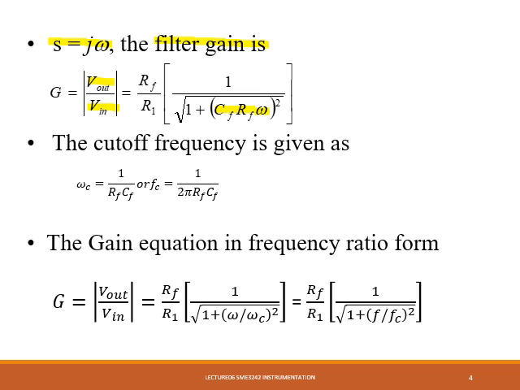So then we also know that the characteristic behavior of a filter is based on the cutoff frequency. So whether it is in radian per second, 1 over RF CF, or in terms of hertz, 1 over 2 pi RF CF. So by putting the cutoff frequency into the gain equation, we get the new gain equation in terms of frequency ratio form, which is this equation here. You may notice omega per omega C here, or you can use f per fc here.